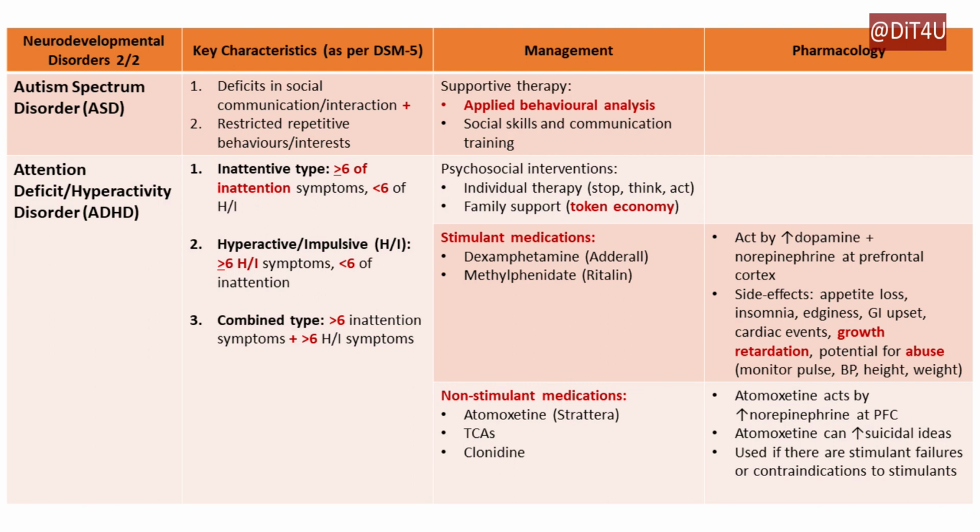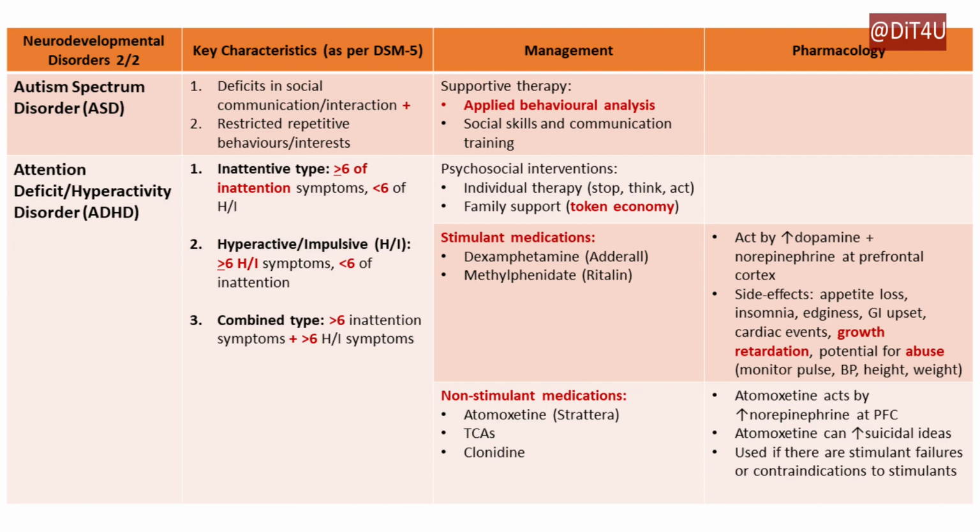What can you do with ADHD? First of all, psychosocial interventions, individual therapy. You have to train the child to stop, think, and act. Okay, family support, make them understand the condition, and get them to use token economy, such as star charts. If you behave well, you'll get a star that can be exchanged for gifts or treats.